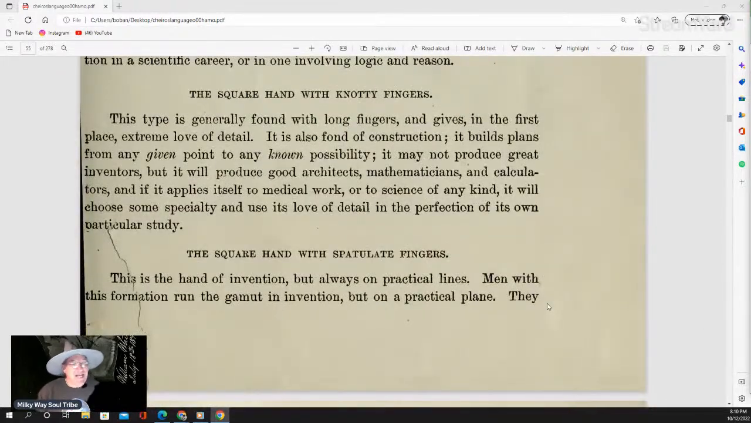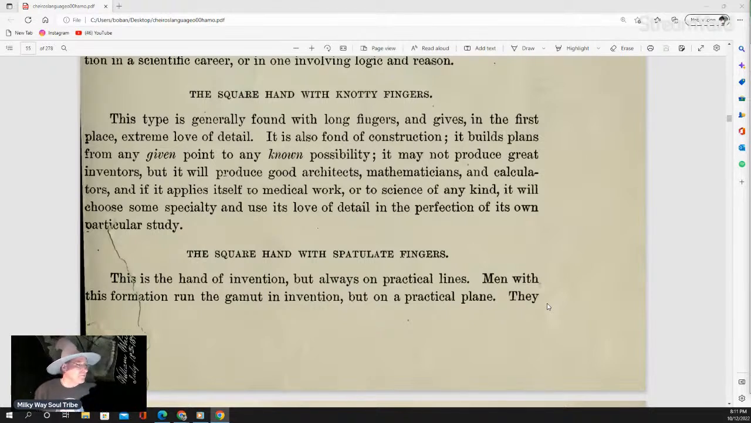The square hand with knotty fingers. This type is generally found with long fingers and gives in the first place extreme love of detail. It is also fond of construction. It builds plans from any given point to any unknown possibility. It may not produce great inventors, but it will produce good architects, mathematicians, and calculators. And it applies itself to medical work or to science of any kind. It will choose some specialty and use its love of detail in the perfection of its own particular study.